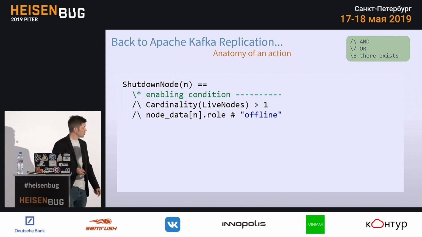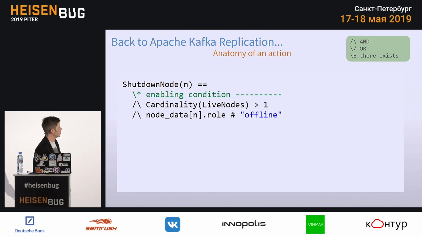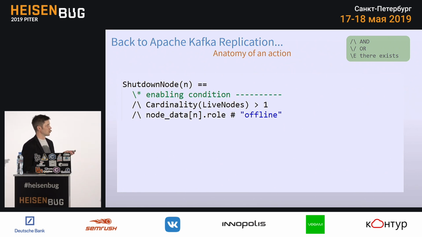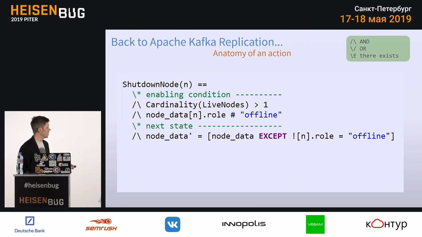We can shut down a node, so it has the enabling condition. I say cardinality. This is a way of doing a count of a set. Okay? In my specification, I'm not interested in modeling shutting down everything. Okay? I just want to model that at least I have one broker. So I say it's only enabled if there's more than one, and that this particular one cannot be offline, because that would make no sense. And in the next state, it will be the same as in the current state, except it will be offline.